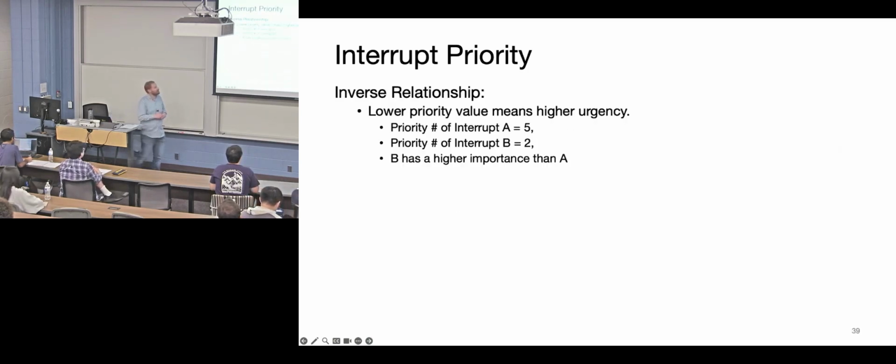So for instance here, you can look through it and make yourself a logical truth table. If the priority number of interrupt A is 5 and the priority number of interrupt B is 2, B has a higher importance than A. B will always run before A does if the interrupts occurred at the same time or close to the same time.